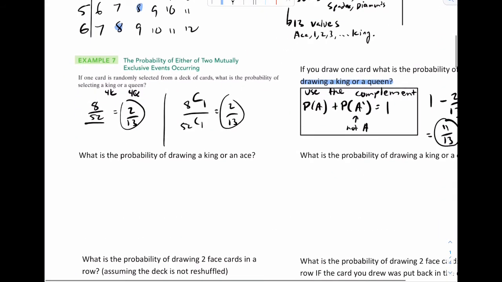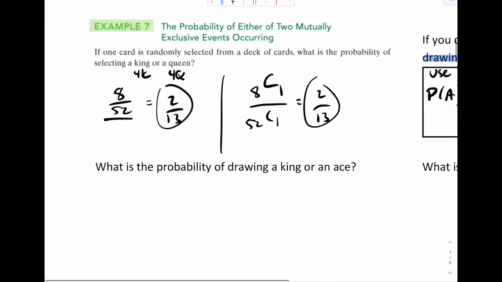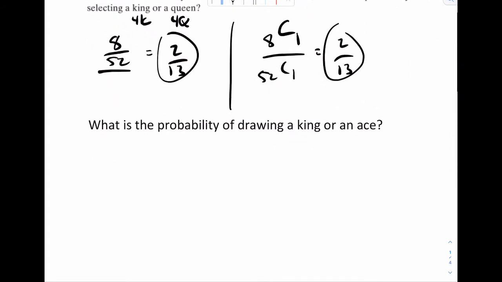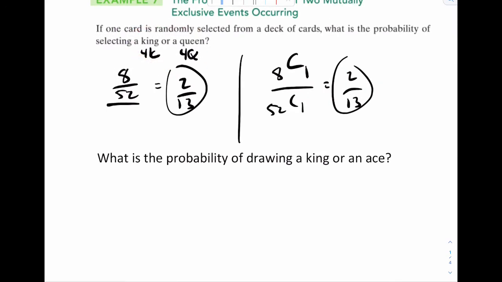Okay, let's try our next one. What is the chance of drawing a king or an ace? So this is basically the exact same thing we did here. That's going to be 2 out of 13. That's pretty easy.